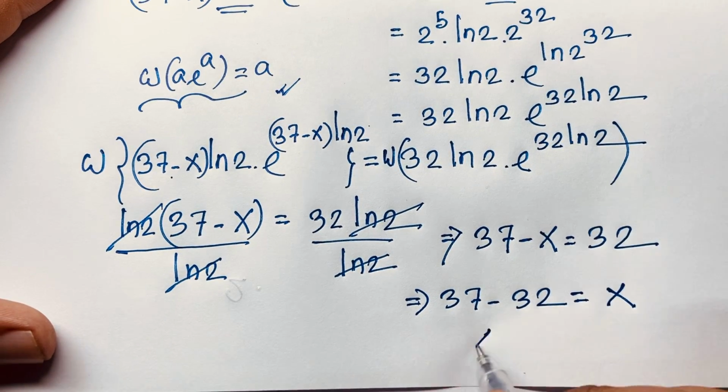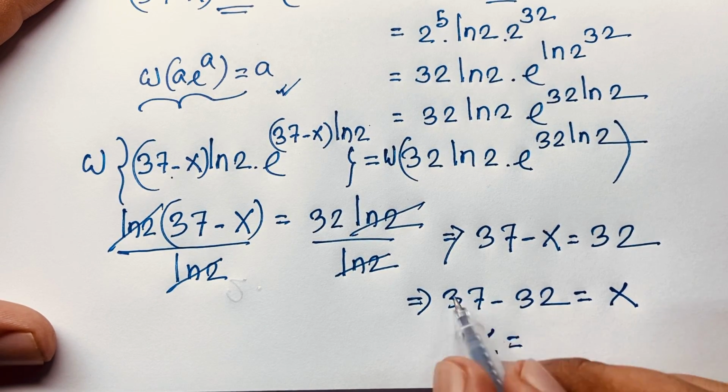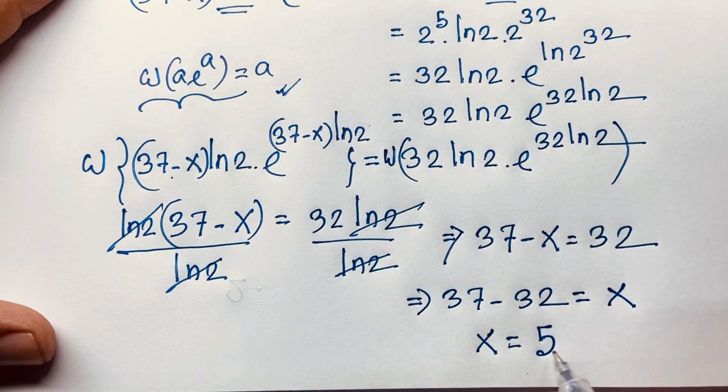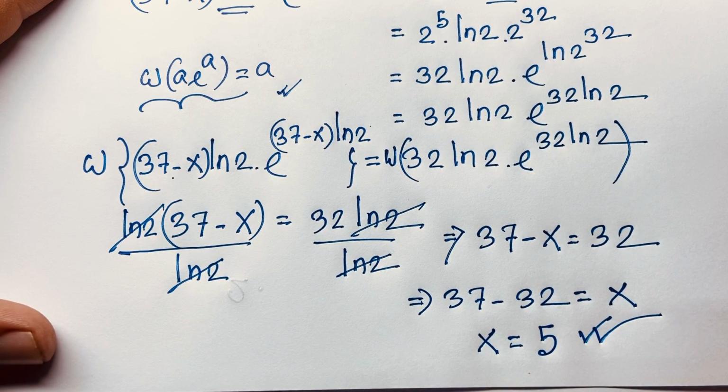So you can see here x, and 37 minus 32, it will be 5. So we will find out our final answer, x is equal to 5. This is the value of x in this maths Olympiad question.